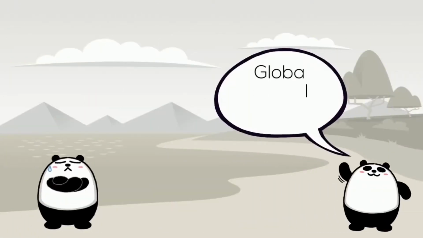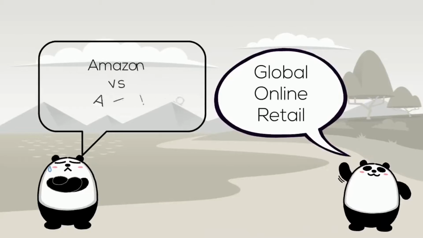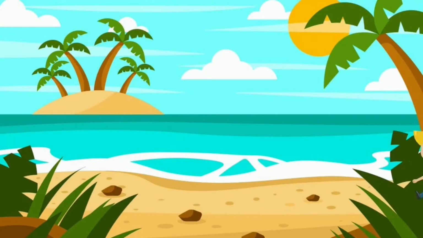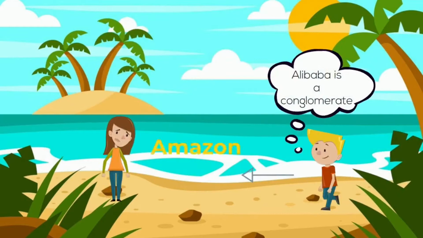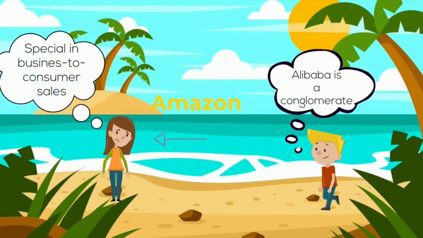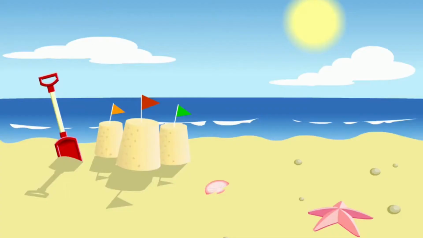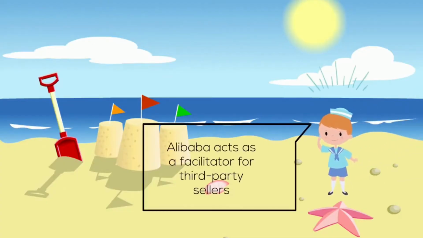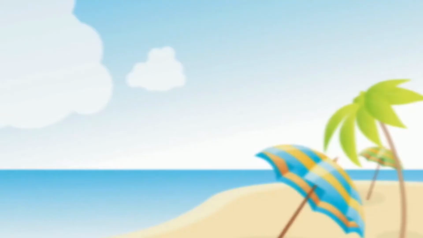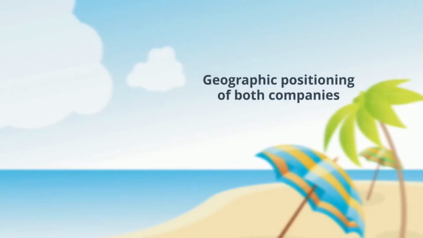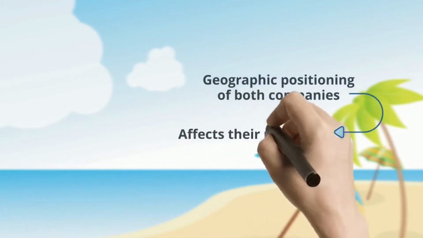Global online retail: Amazon versus Alibaba. The first point is competitive strategy. Alibaba is a conglomerate, while Amazon specializes in business-to-consumer sales. Alibaba acts as a facilitator for third-party sellers, whereas Amazon acts as a direct merchant itself. Geographic positioning of both companies affects their potential future growth.